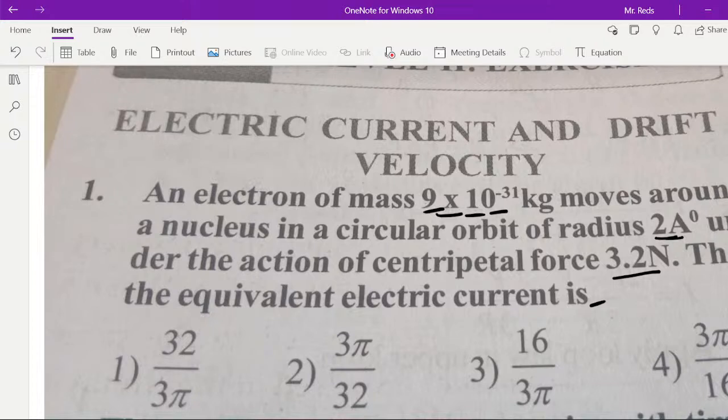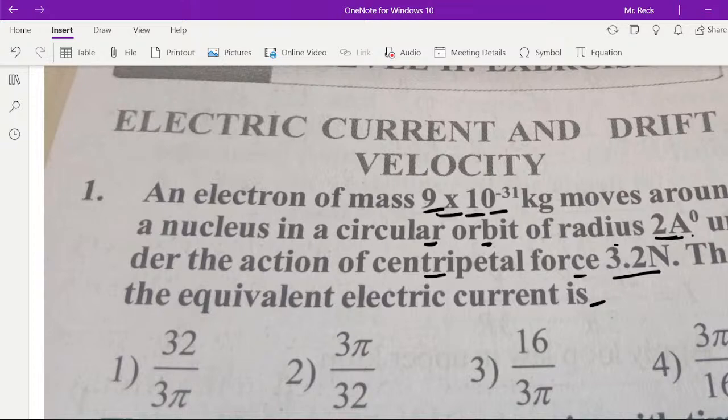So let us go ahead with this. Yes, the question is, an electron of mass 9 into 10 power minus 31 kg moves around a nucleus in a circular orbit of radius 2 angstrom under the action of a centripetal force of 3.2 Newton. Then the equivalent electric current is.